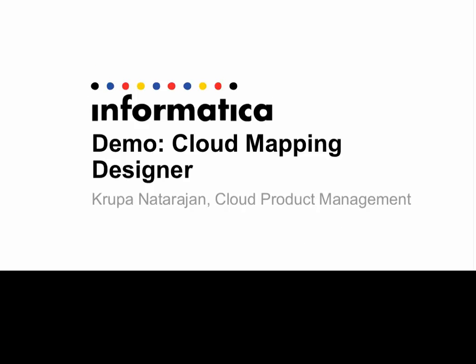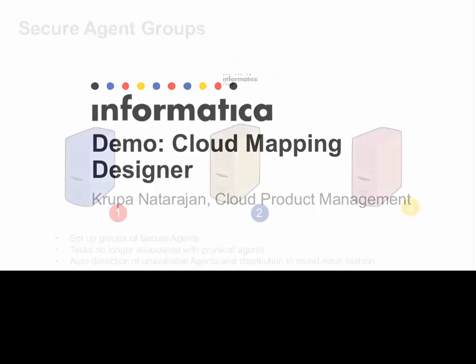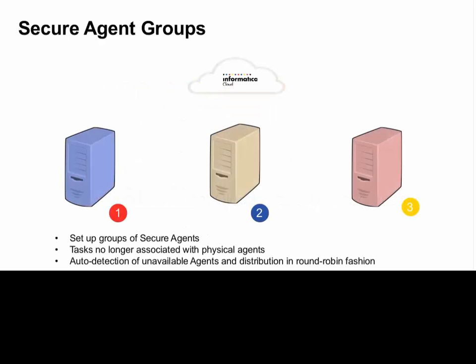So now that we talked about the Cloud Mapping Designer, let's go and talk about secure agent groups. And this is really a feature that a lot of our enterprise customers have been asking us about. With this Spring release, what we allow you to do is to set up groups of secure agents such that your tasks are no longer associated with a single physical agent, but rather logically associated with a group of secure agents. And with these secure agent groups, we have auto detection of unavailable agents and distribution of jobs in round-robin fashion.